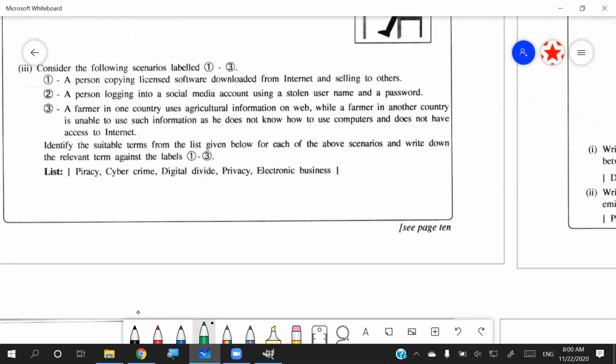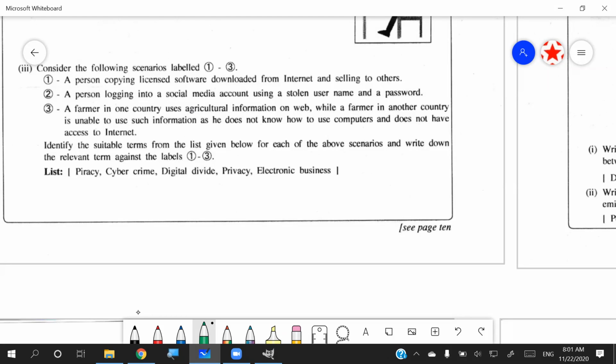A person logging into a social media account using a stolen username and password, which can be categorized as cybercrime, right? And hold on, privacy can also be taken as an answer. No, cybercrime goes with that. Yes, it's cybercrime.